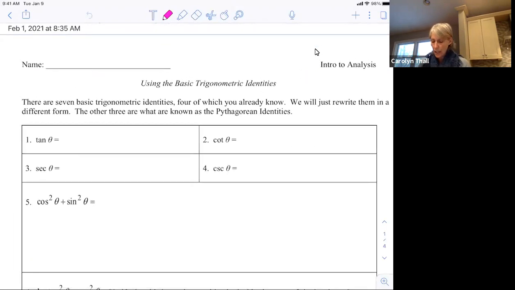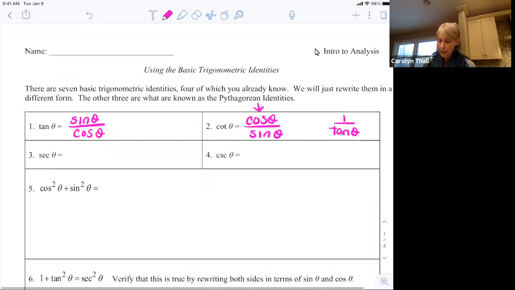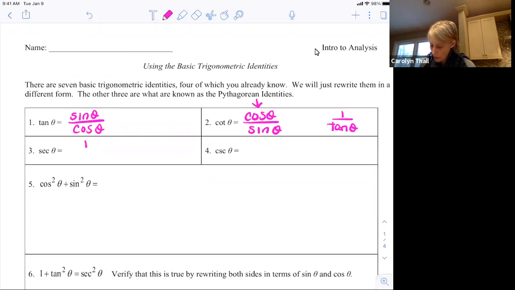So we know that the tan of theta can be rewritten as sine theta over cosine theta. The cotan theta is cosine theta over sine theta, right? Because cotan is usually 1 over tan theta. But for our purposes, we're going to use it in the form of sine and cosine. Secant theta, well, that's 1 over cos theta. And cosecant theta is 1 over sine theta.